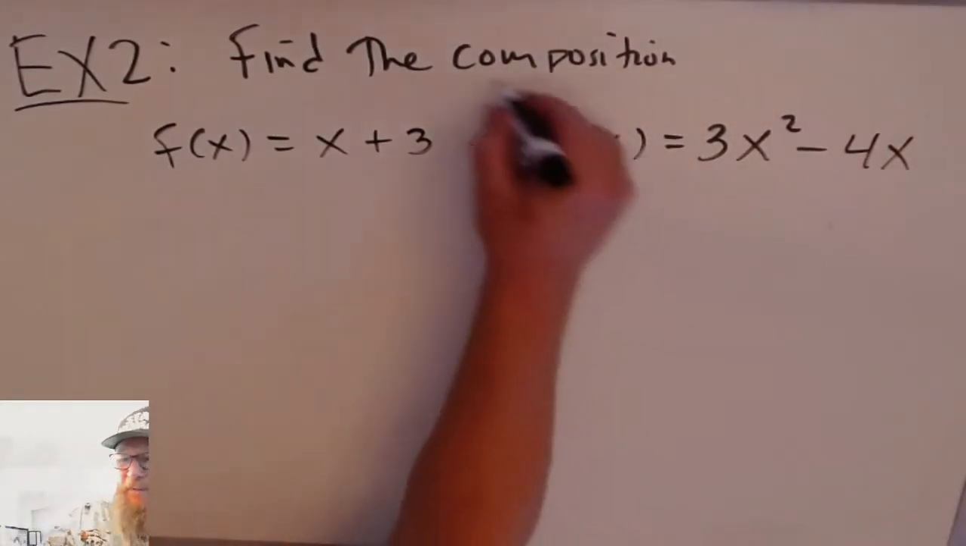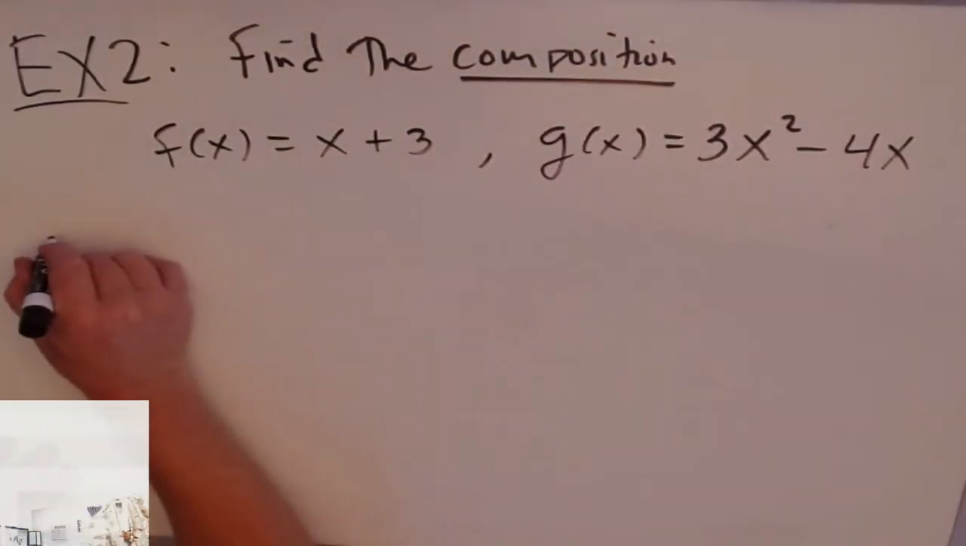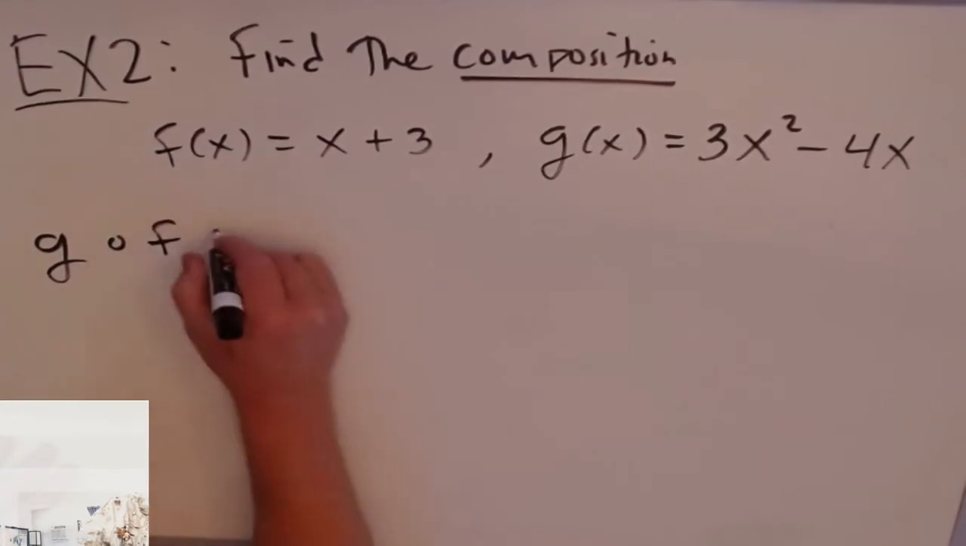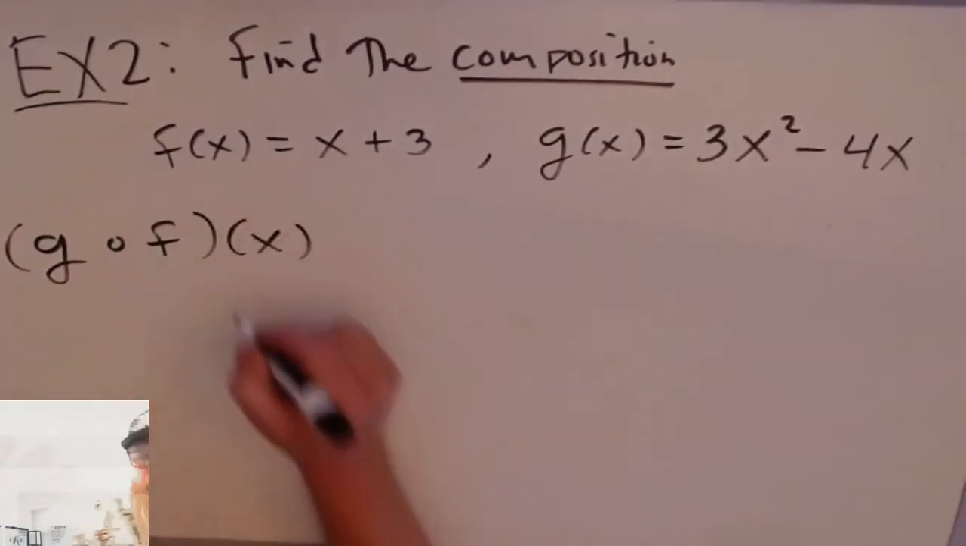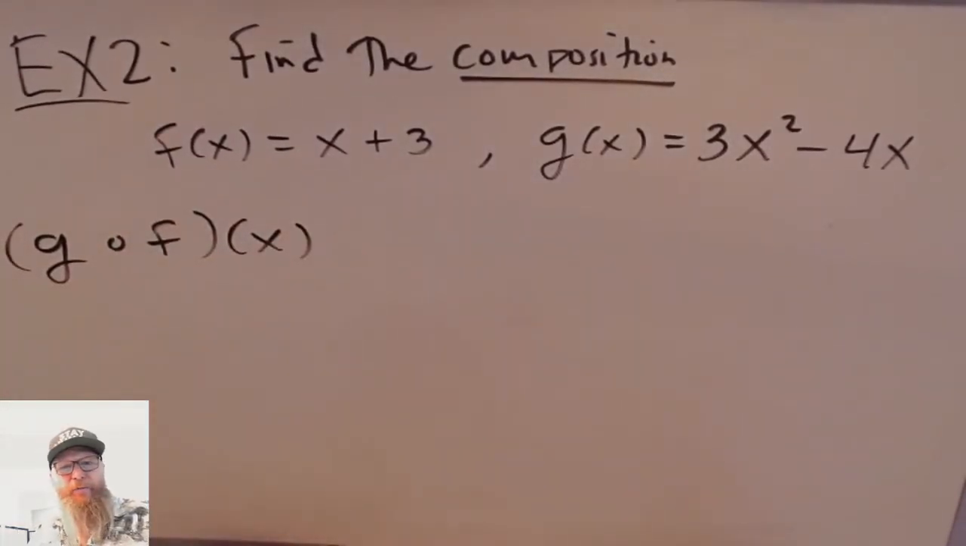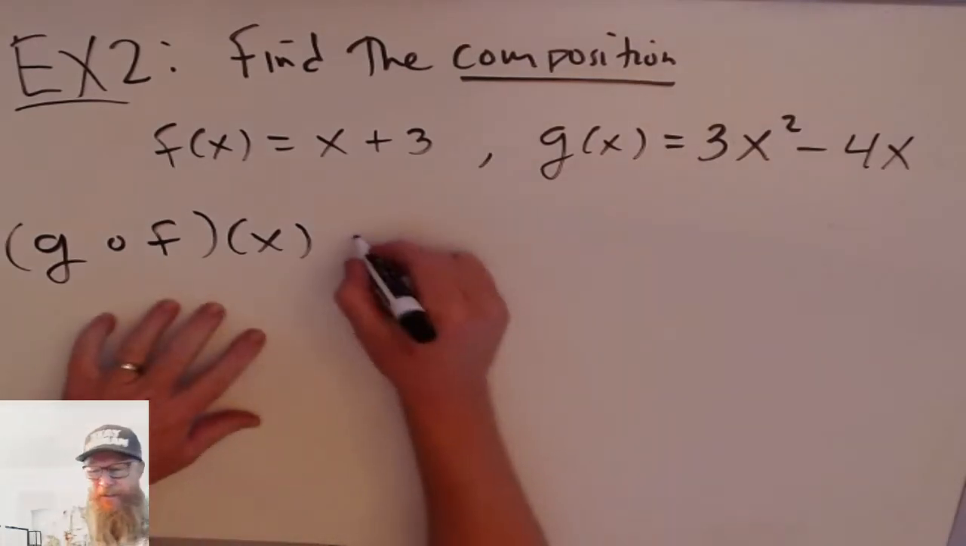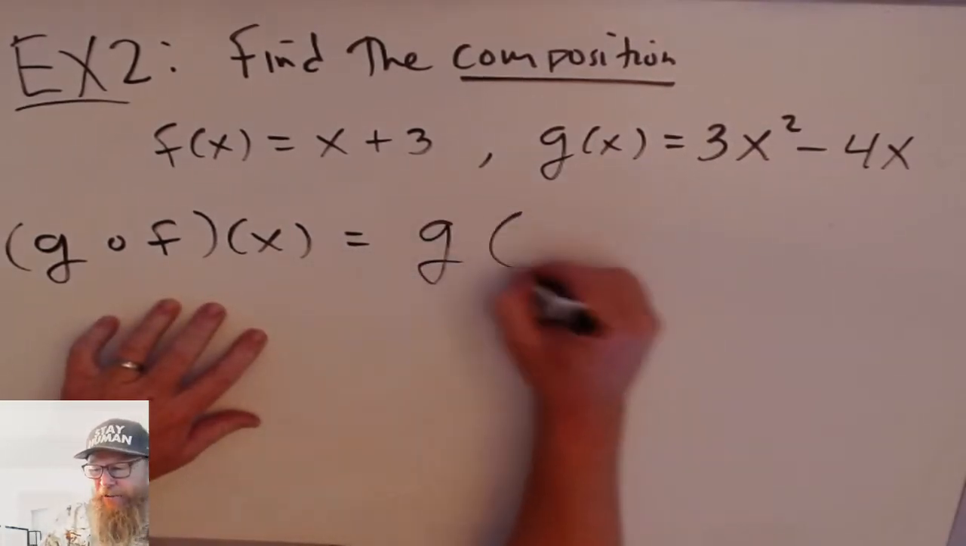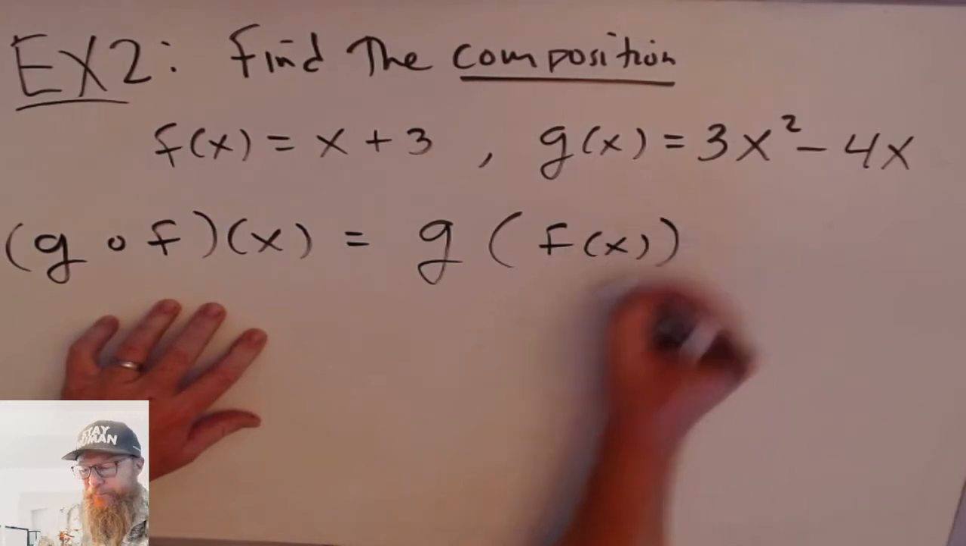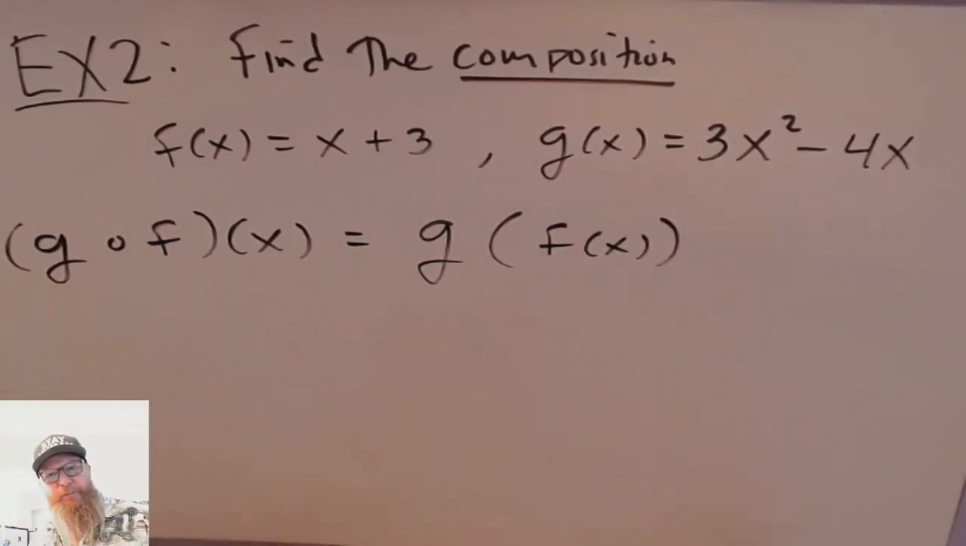So let's do the composition g of f. So this time g is the outer function and f is the inner function. Make sure you put it in the right order.